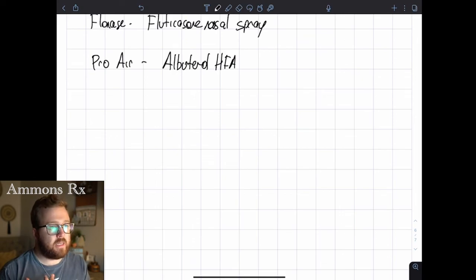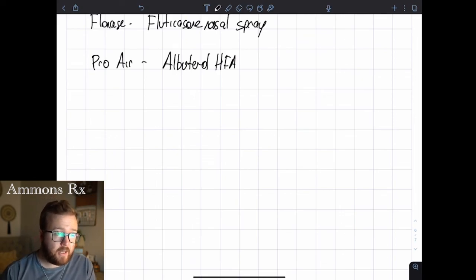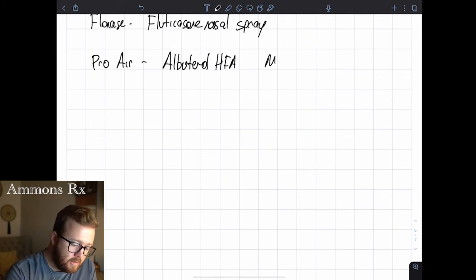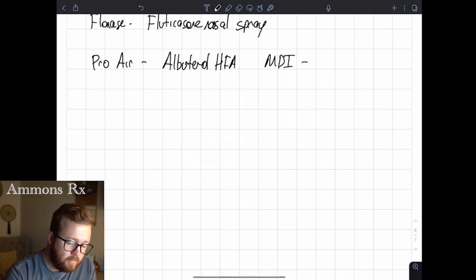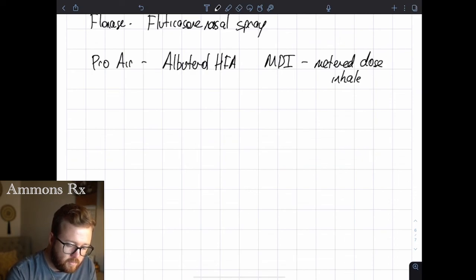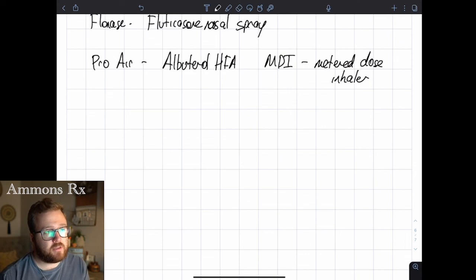So this will be an inhaler. This would be an MDI. And if you remember what that means, MDI means metered dose inhaler. And like the question says, used for acute situations. So this is something that they really need right now, rapidly. This is not something that they use every day.